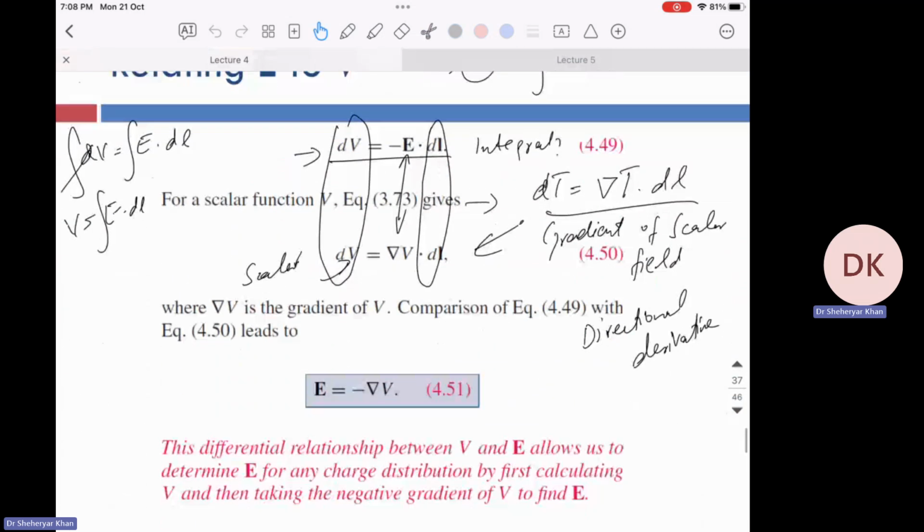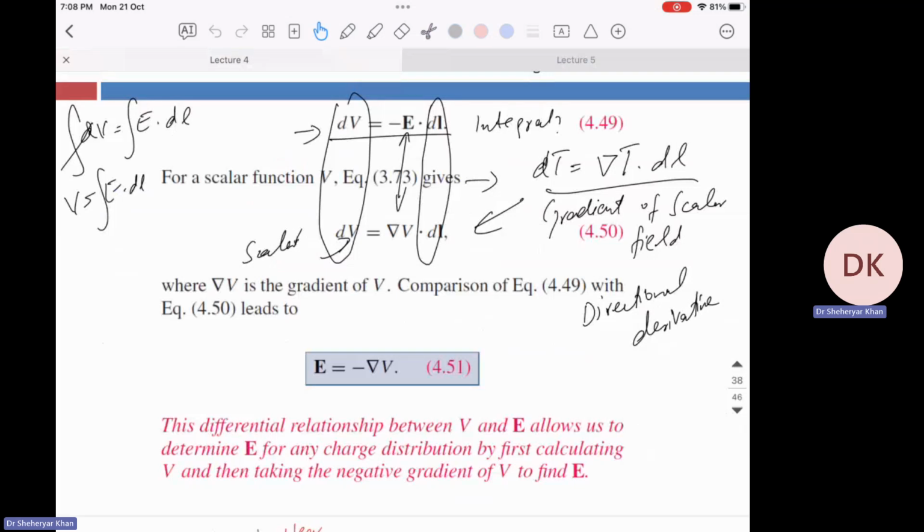We also looked at the differential way of looking at the voltage, which is to first apply the negative of a gradient on a voltage, and then you can get a function of the electric field that is actually generating those voltages. Okay, so these are the two important relationships.